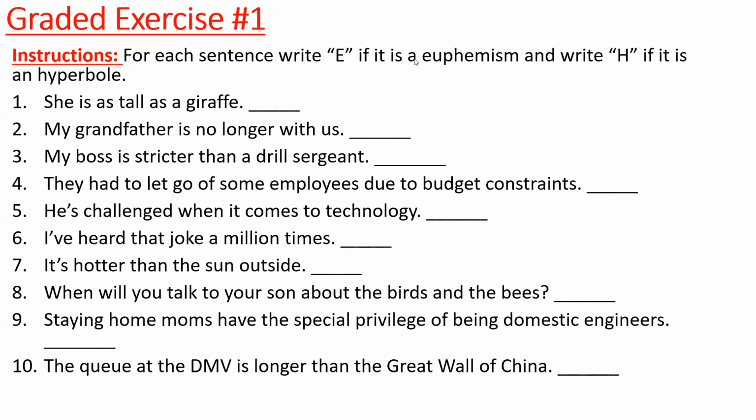Number 7 says, it's hotter than the sun outside. Number 8 says, when will you talk to your son about the birds and the bees? Number 9 says staying home moms have the special privilege of being domestic engineers. Number 10 says the queue at the DMV is longer than the Great Wall of China.